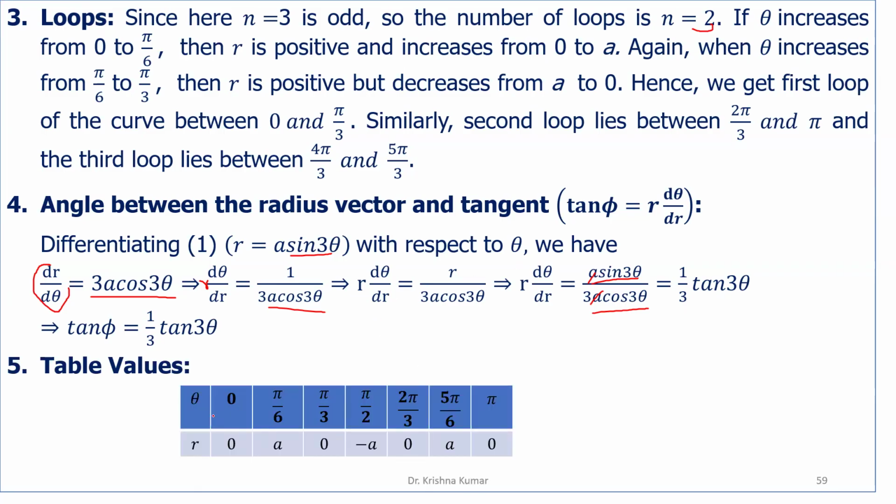Table values: θ = 0, then r = 0; θ = π/6, r = a; θ = π/3, r = 0; θ = π/2, r = -a; θ = 2π/3, r = 0; θ = 5π/6, r = a; and θ = π, r = 0. Since the curve is symmetric about the line θ = π/2, we have to trace only the left part, this part. So we have taken the angle from 0 to π, and just look here at how to get the loops. Let me discuss that next.